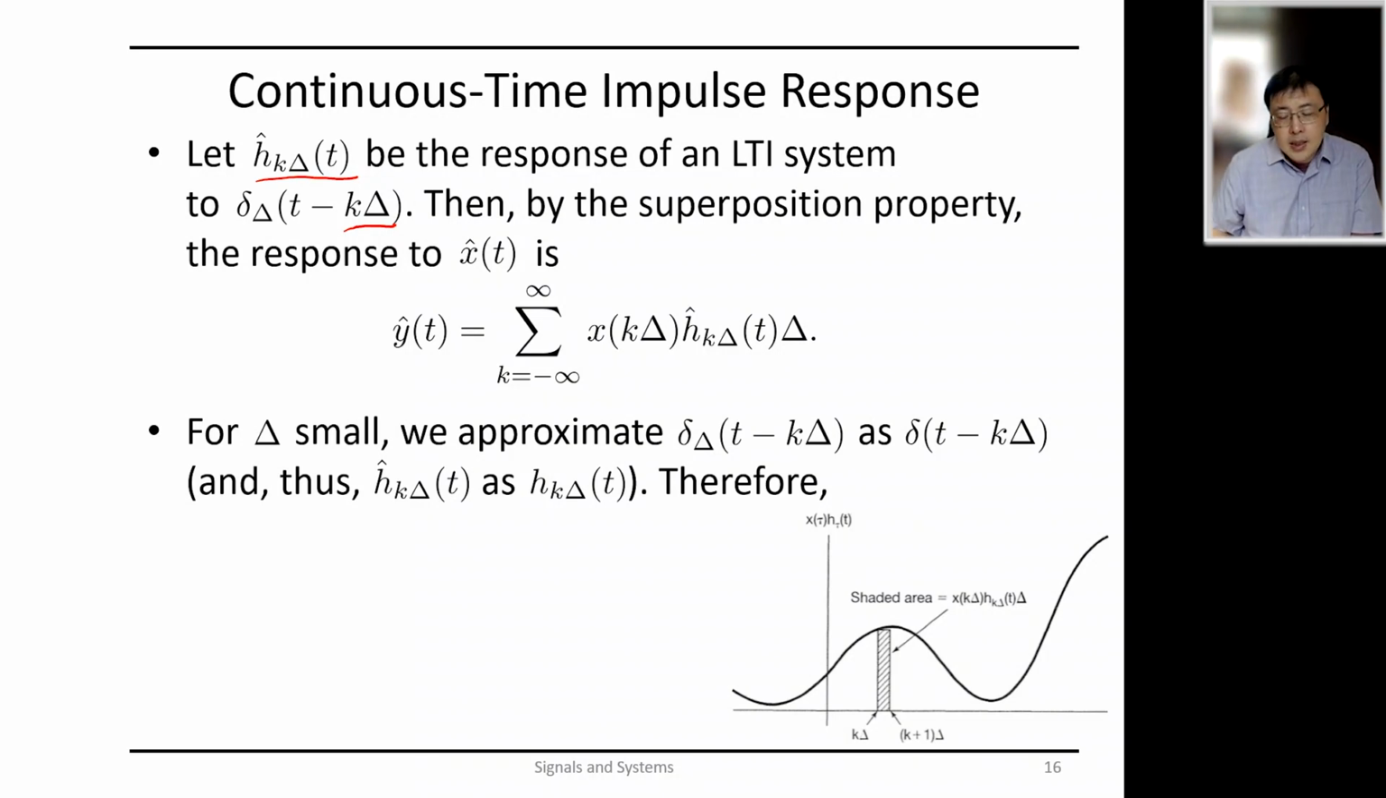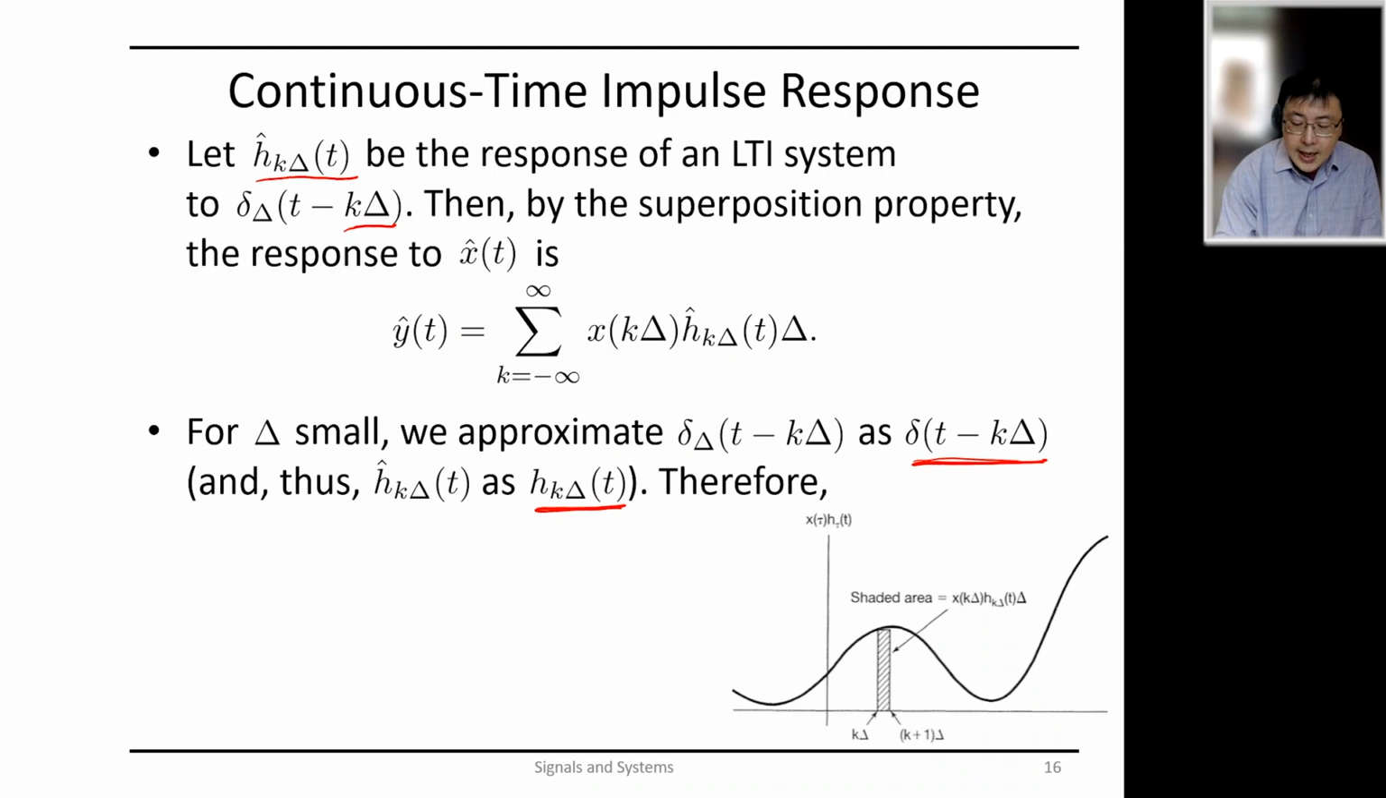All right. Now, assuming that for delta that is very, very small, approaching 0, we can approximate this very short pulse as a delta function at this time, and therefore we can approximate its response as the response to this impulse at time k delta, right? So if you recall, this h sub k delta of t is the impulse response, the response to the impulse at time k delta, right? Which is this impulse here. Okay.